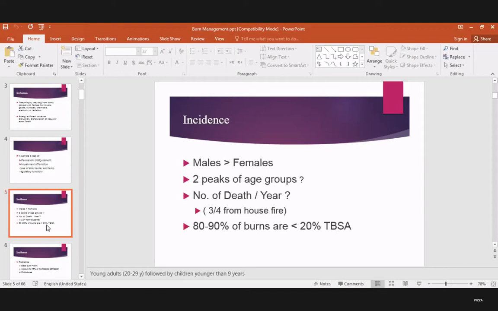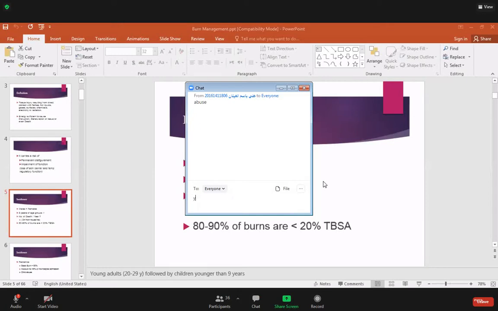And in these children, what is the most common cause of burn in children? What is the most common cause of burn in children? Anyone can tell what is the most common cause of burn in children?